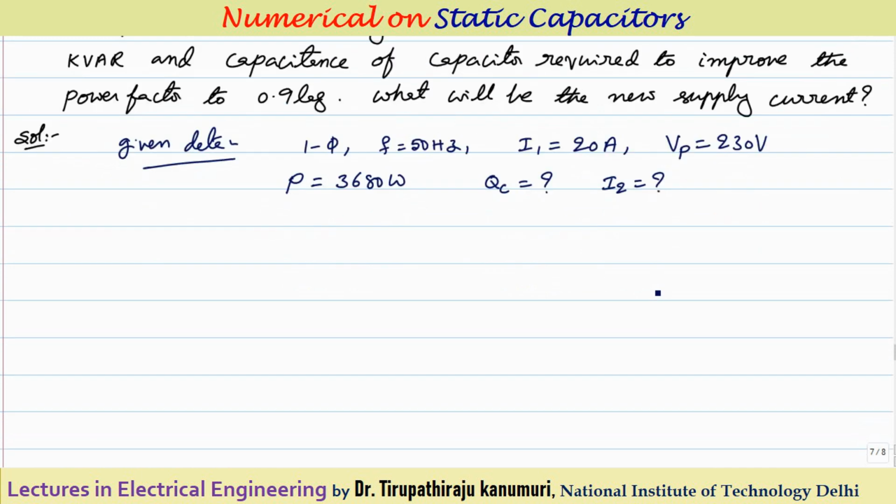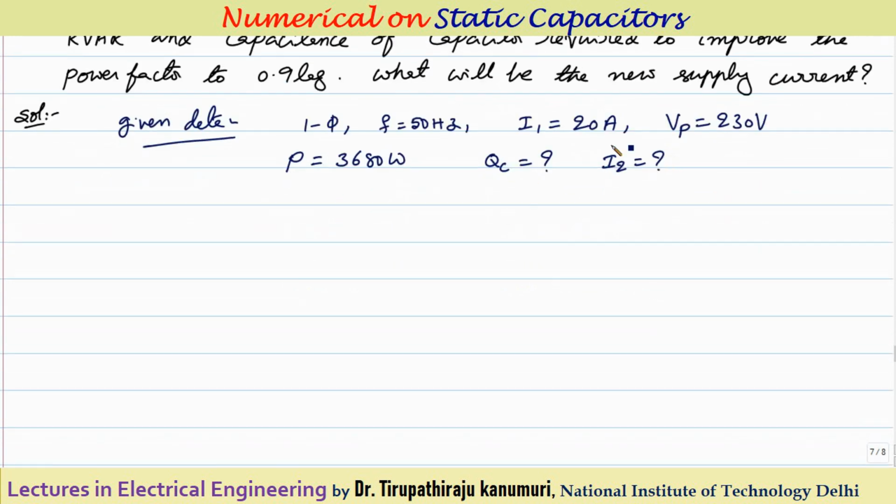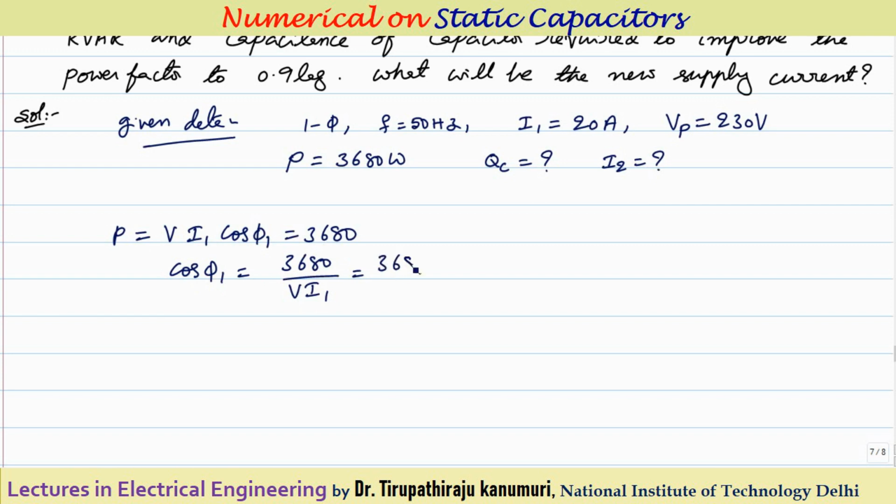Let us try to calculate one by one. Here you can see the voltage is given, power is given, but power factor 1 is not given, so we derive it from the basic relationship. We know power P is equal to V into I1 into cos phi 1. You agree with me? P is given as 3680, so cos phi 1 is equal to 3680 divided by V into I1. Substituting, 3680 divided by 230 multiplied by 20, so the power factor is 0.8.